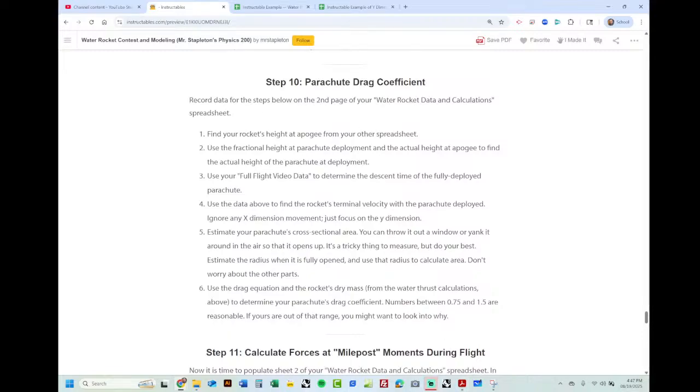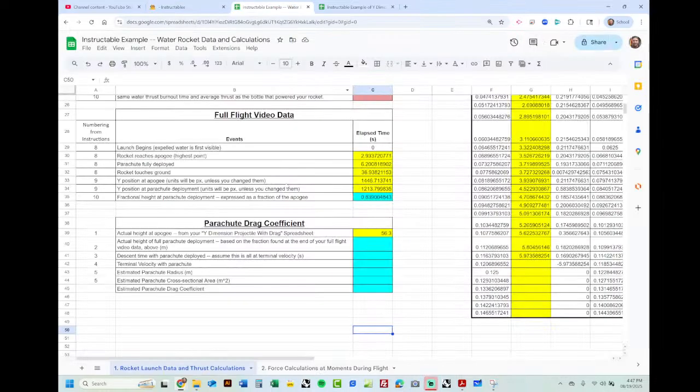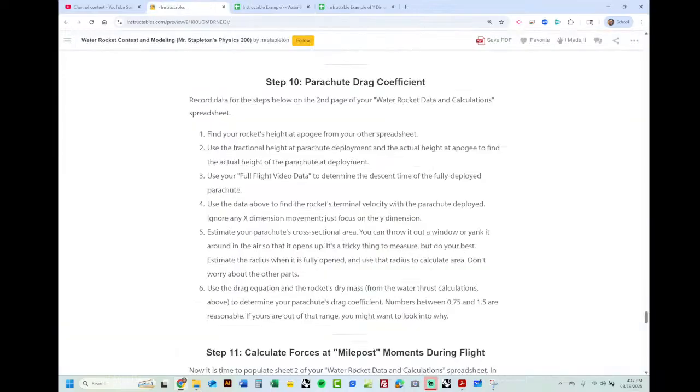Record the data for the steps below on the second page. Right here, this is where they go. Use the fractional height at parachute deployment and the actual height to find the actual height of the parachute at deployment. Fractional height at parachute deployment and the actual height at apogee.